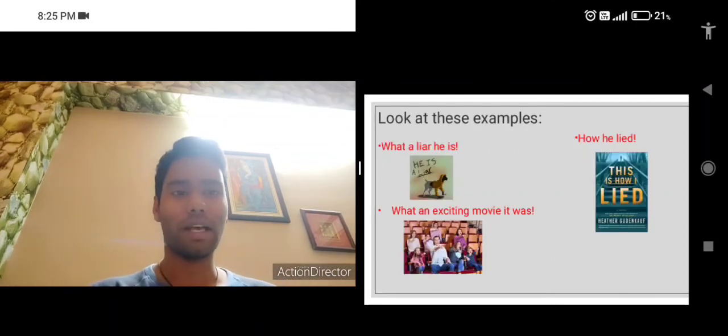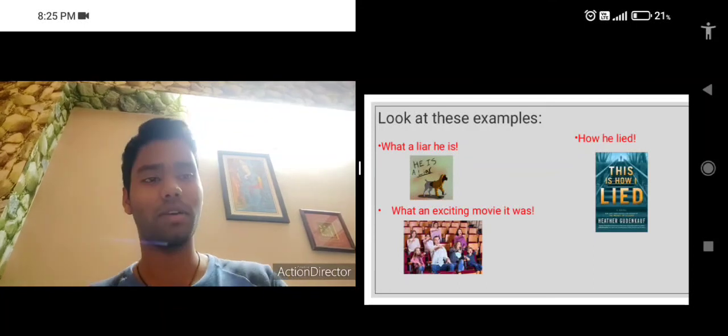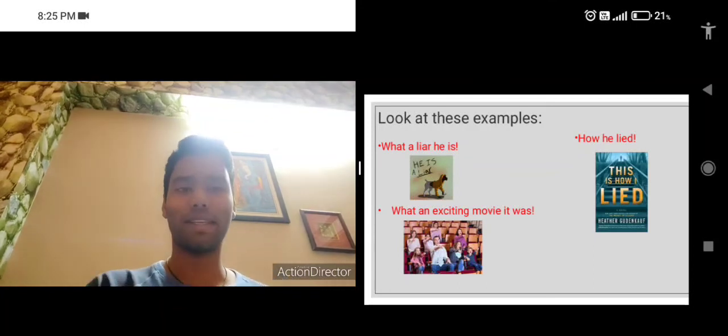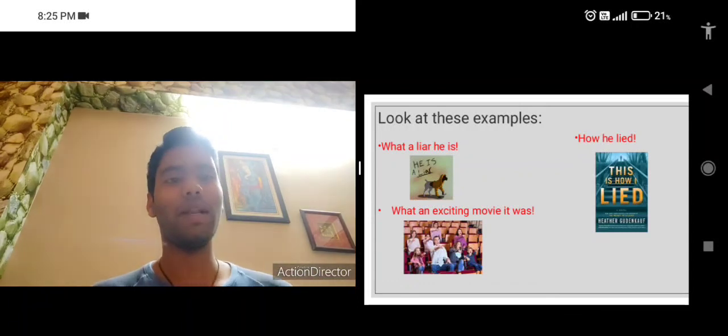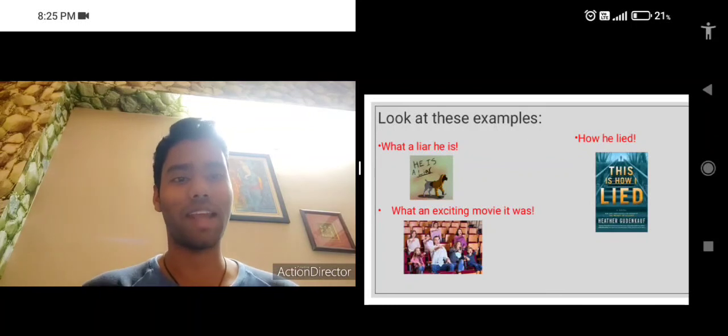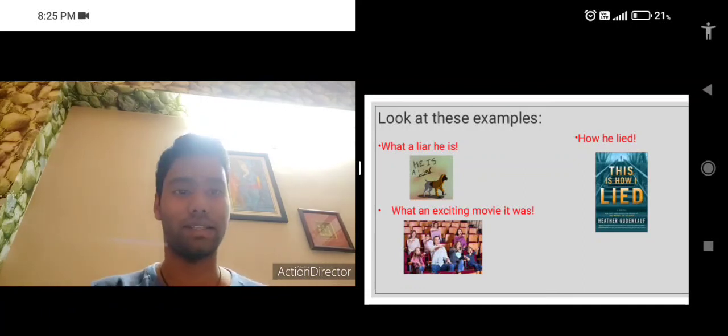Let's look into some examples. First we have, what a liar he is. In this type of statement, you are expressing your anger for the person you are referring to. Now let's look into another example. What an exciting movie it was. In this statement, you are expressing your joy, the fun time that you had. Both these statements express your feelings and emotions. Hence, they are called exclamatory sentences.